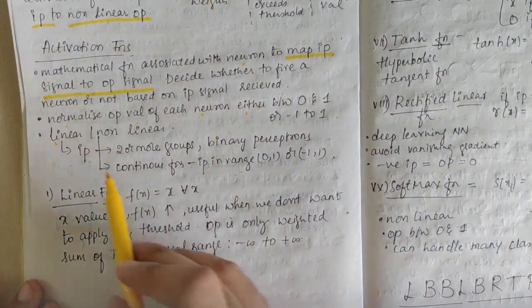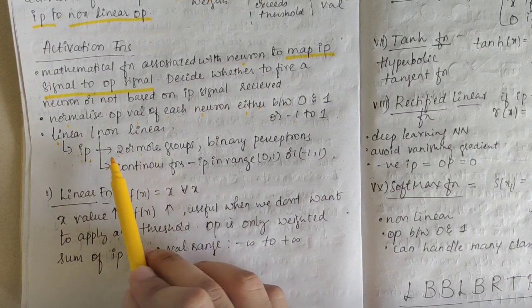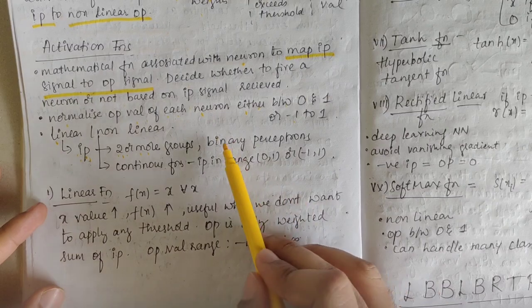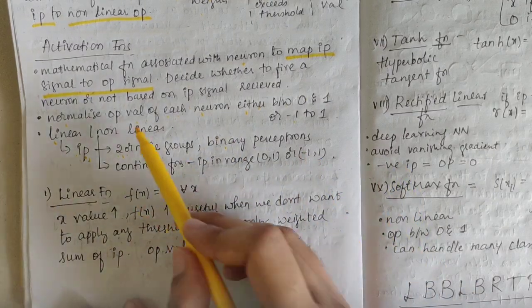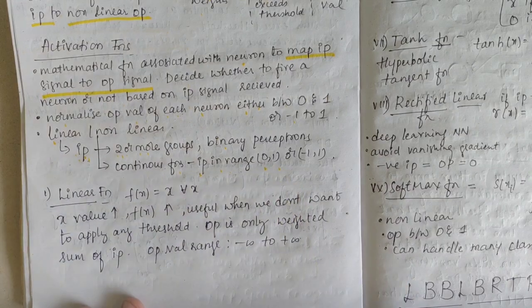So we have two types of activation functions, linear and non-linear. For the linear one, they take one input and generate 2 or more groups. Binary perceptrons are an example of this. Non-linear ones are the continuous functions. So here input is in the range of 0 to 1 or -1 to 1.